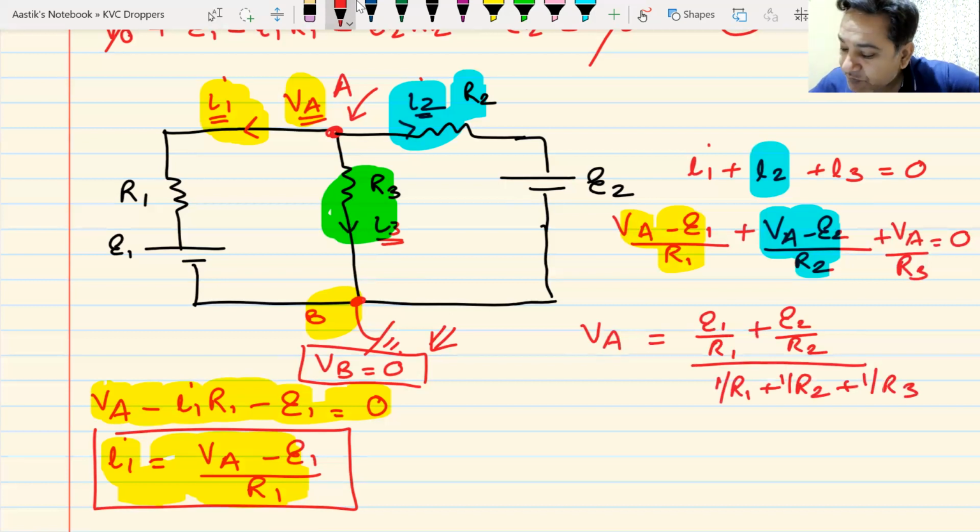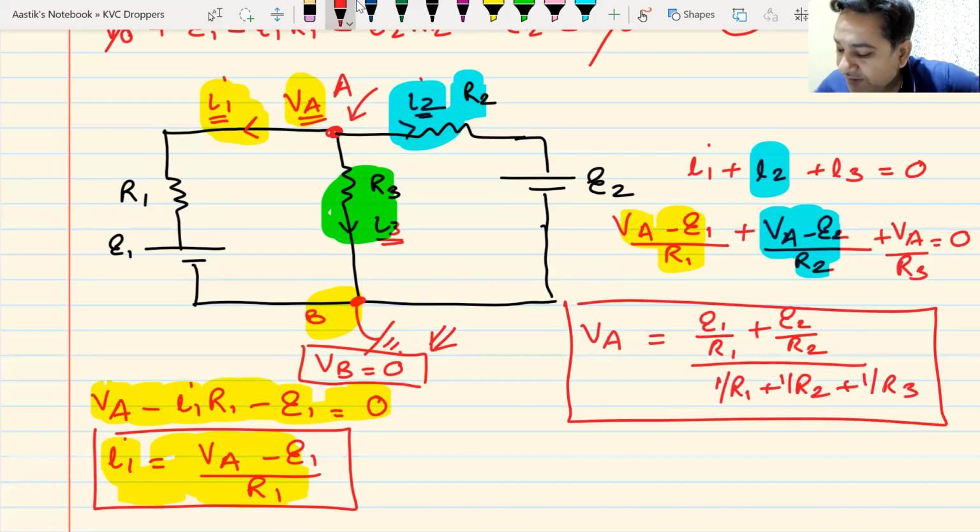If I change the orientation or the connection of any battery, instead of it getting subtracted, it might get added up. Whatever happens, the answer remains the same. Now, I've solved this question. Once I get the value of VA, I can easily get the value of E1. Yes or no?